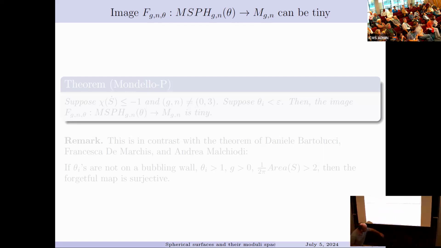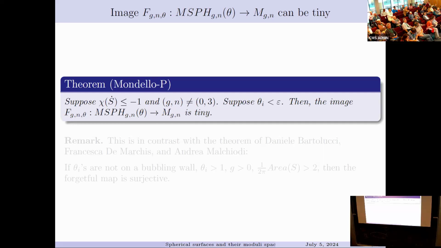So you have your moduli space M_{g,n}, and you want to know for which points of this M_{g,n} you have a spherical surface, a surface with conical singularities. And kind of a bit surprisingly, it turns out that this is totally contrary to the hyperbolic case, where for each Riemann surface you have a metric.